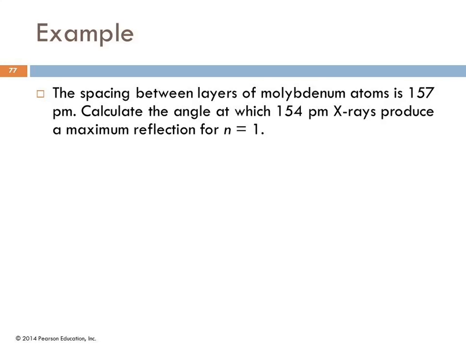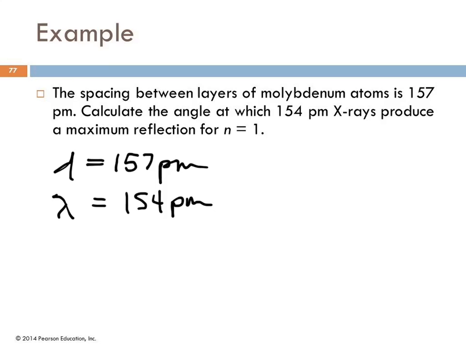The spacing between the layers is d, yes. So d is equal to 157 picometers, and lambda is the wavelength, is 154 picometers, and n equals 1. So we're supposed to look for the angle.